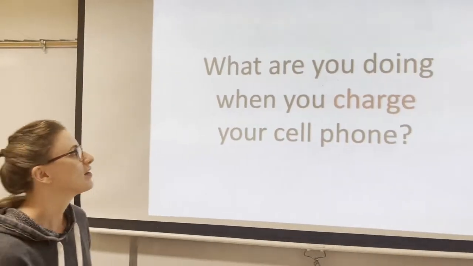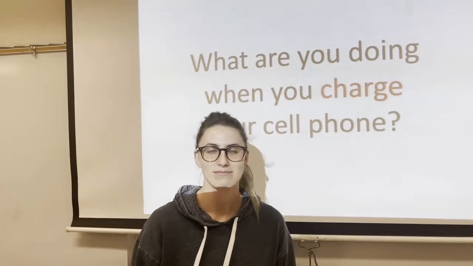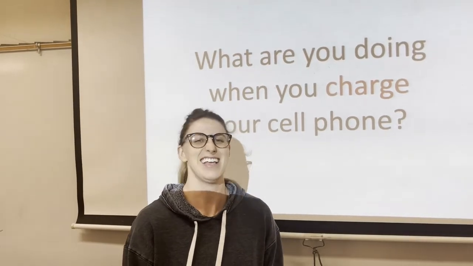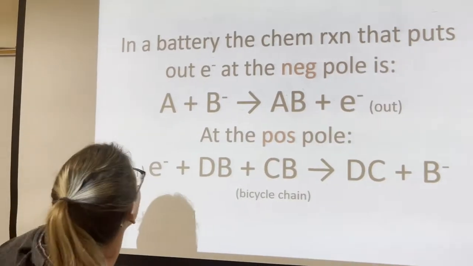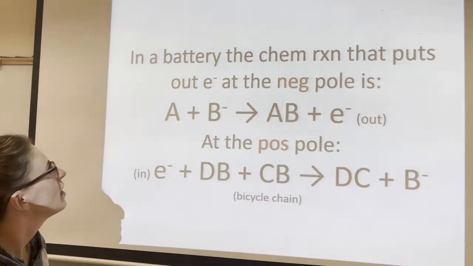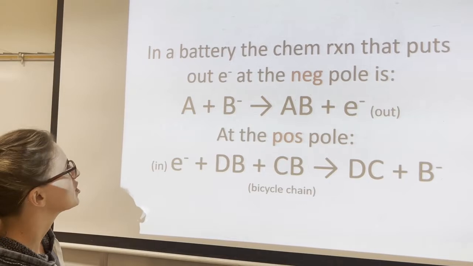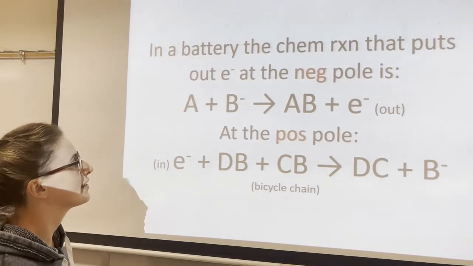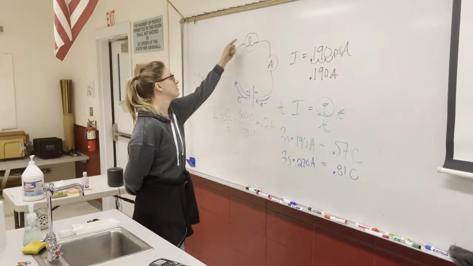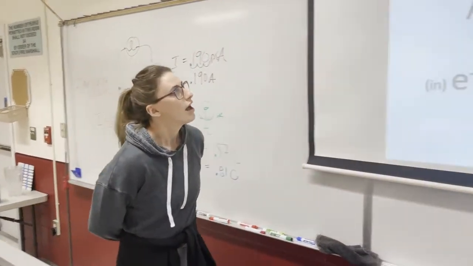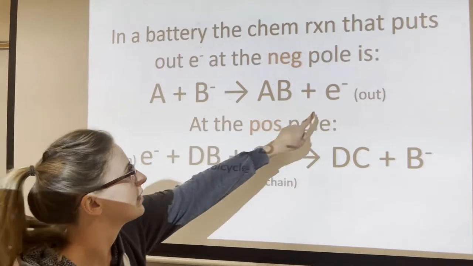Okay, so what are you doing when you charge your cell phone? Well, you're charging it up so it's got the battery. All right, let's take a look at this equation here. In a battery, there's a chemical reaction happening. The chemical reaction that puts the electron at the negative pole is this electron right here, the electron that gets kicked up and is moving through that circuit. So how do we get that electron kicked out over here?